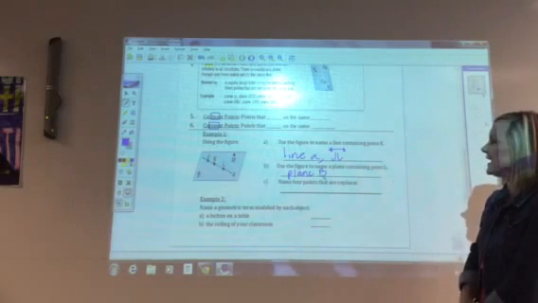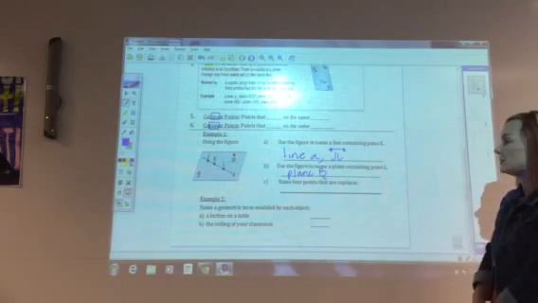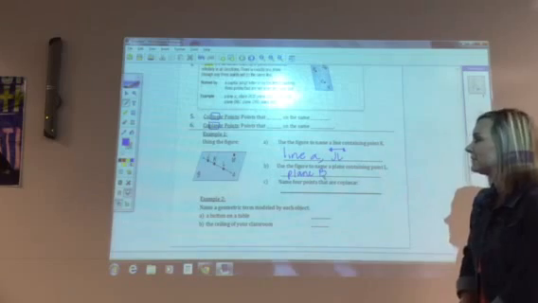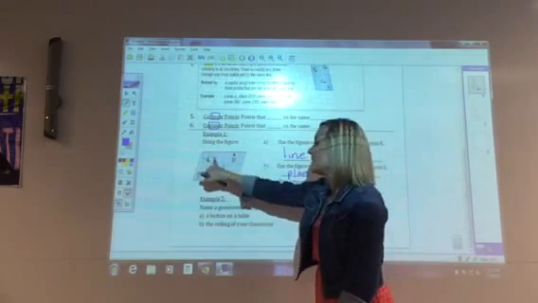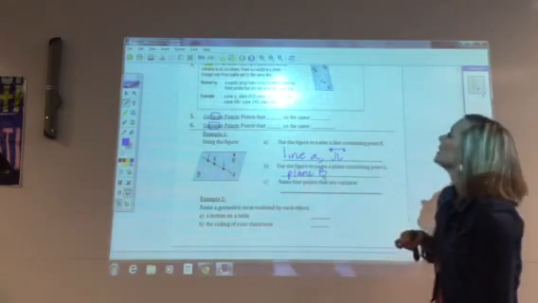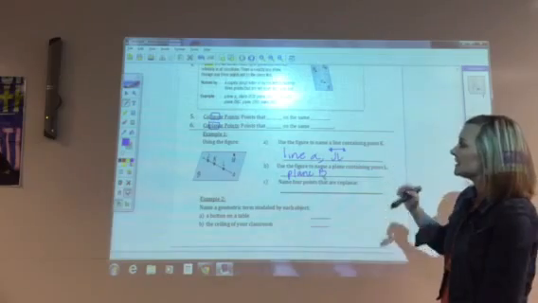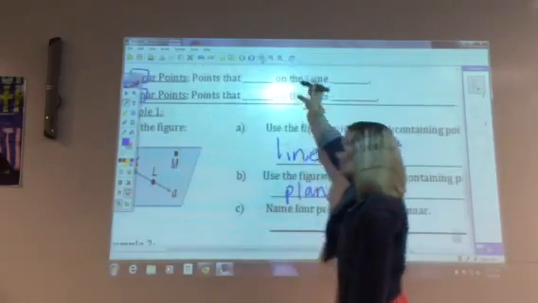The last one says, name 4 points that are coplanar. So 4 points that are on the same plane would obviously be J, K, L, and M. All right? So that's a section of things that you're going to do on your homework today.